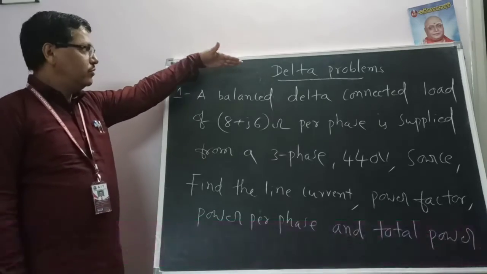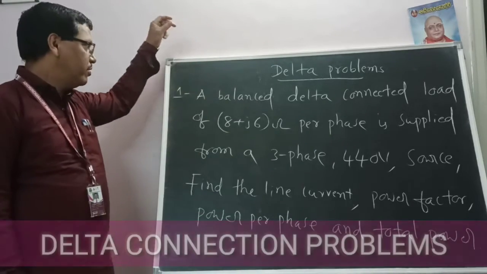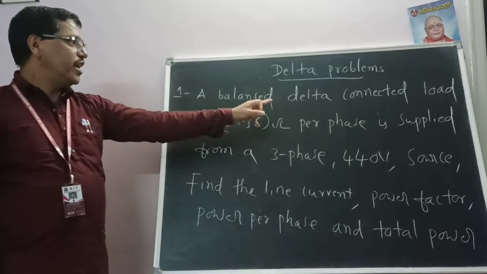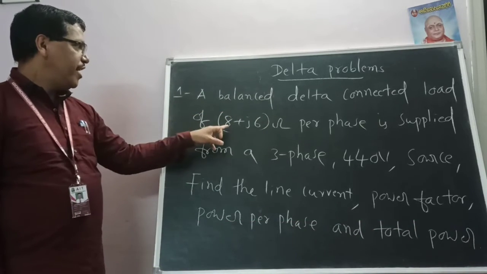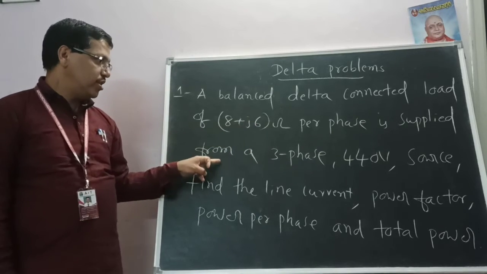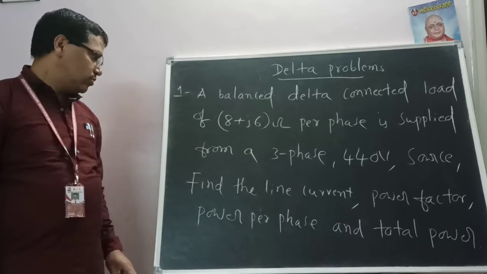Now we will consider the delta problems. First problem, as usual: a balanced delta connected load of 8 plus j6 ohms per phase is supplied from a 3-phase 440 volt source.